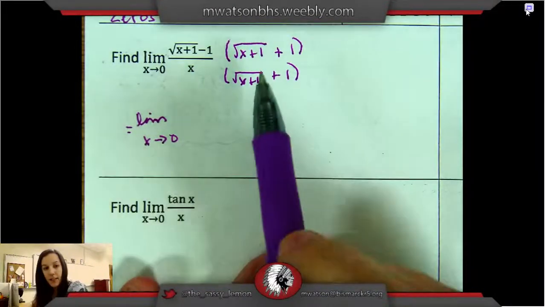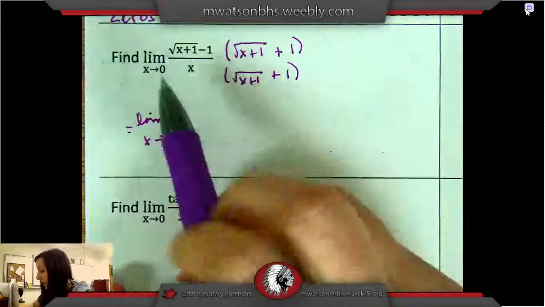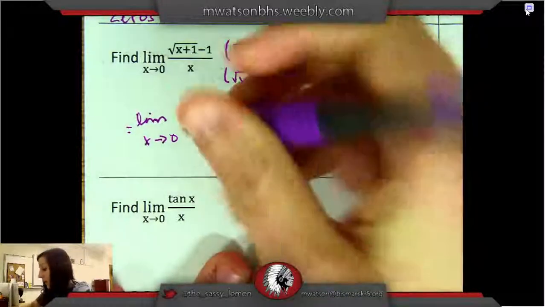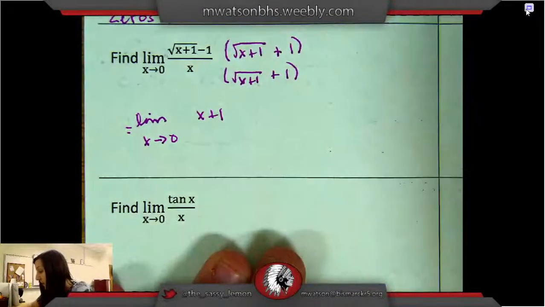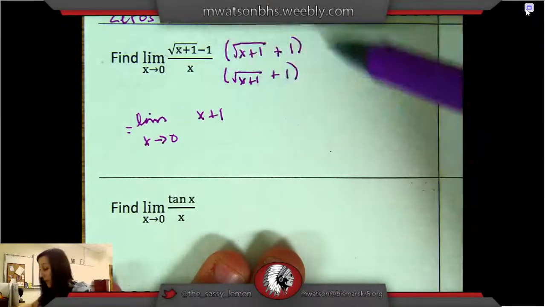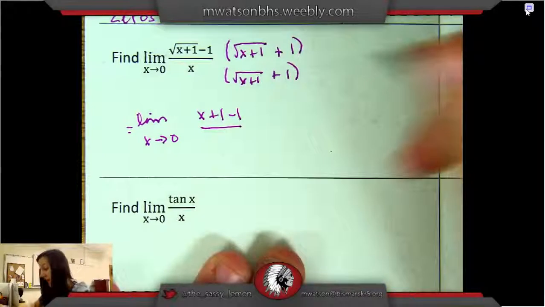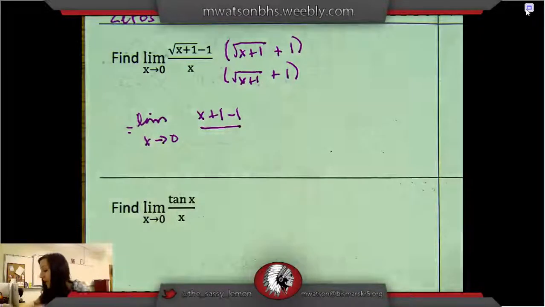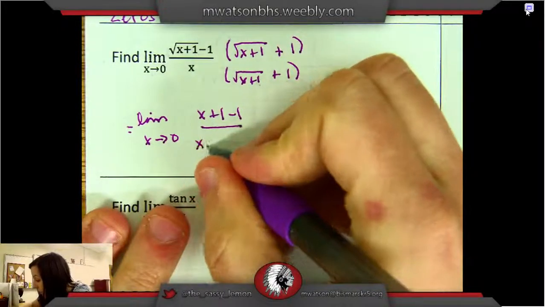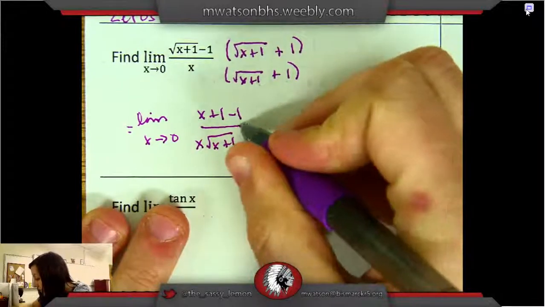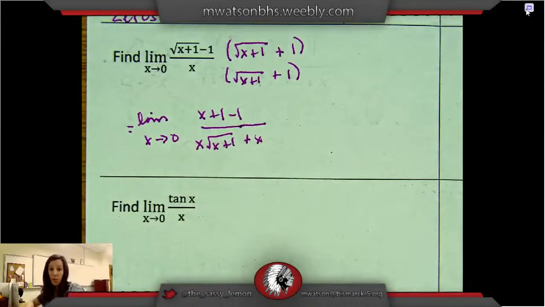And this is going to become the square root of x plus 1 times the square root of x plus 1. A radical times itself just equals itself. So we're going to have x plus 1. And then the middle terms are going to cancel. And then negative 1 times 1 is negative 1. So our numerator just becomes that. Pretty nice. And the denominator is going to become x times the square root of x plus 1 plus x times 1. So the denominator got more messy, but that's okay.